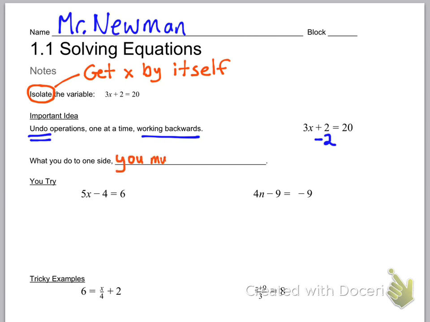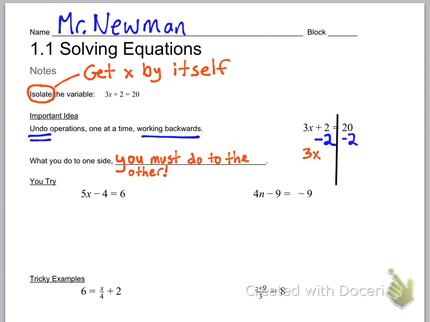Whatever you do to one side, you must do to the other side. So if I subtract from the left side of the equal sign, I also have to subtract from the right side of the equal sign. Now some people like to draw a little vertical line there. Sometimes I will, sometimes I won't. I won't count you off if you don't, but if you start getting the sides mixed up, I would highly recommend you do that. So let's subtract 2 from both sides and write down what we get.